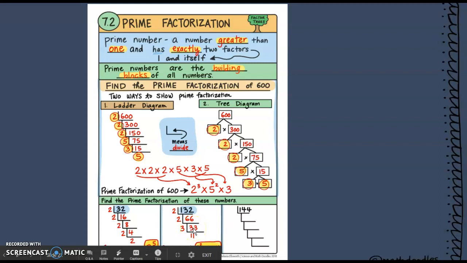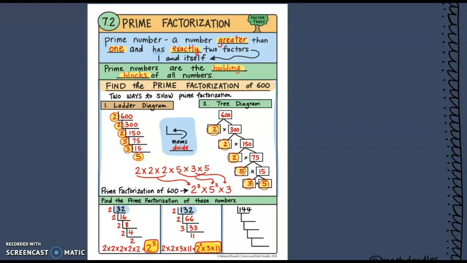Now 33 is not even, so I have to think of another prime number. I'm going to divide that by 3. 33 divided by 3 gives me 11. And 11 is prime, so now I know I can stop. So my expression is 2 times 2 times 3 times 11. Again, write in exponential form. That's 2 to the 2nd power times 3 times 11.